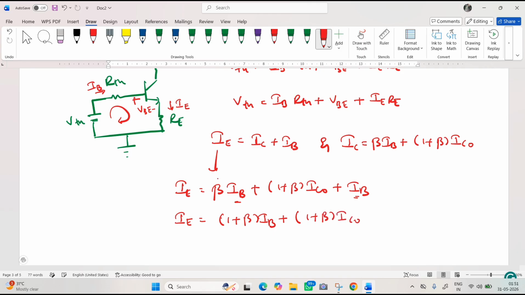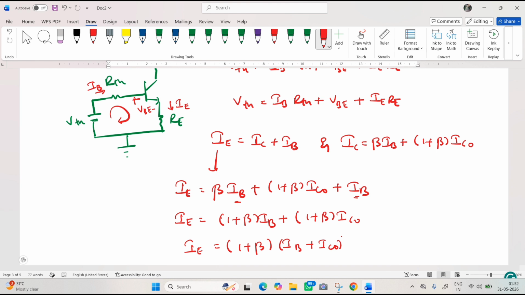Very simple enough. In these two terms, I'm taking IB as common. If I take IB as common, the remaining parameter will be 1 here, and then here it is beta. So that is why the inner parameter will be 1 plus beta. And then I'm writing the same thing. So in this case, if I take 1 plus beta as common, then the inner parameter will be IB plus ICO. This is the one I can get. So this is the emitter current I got.